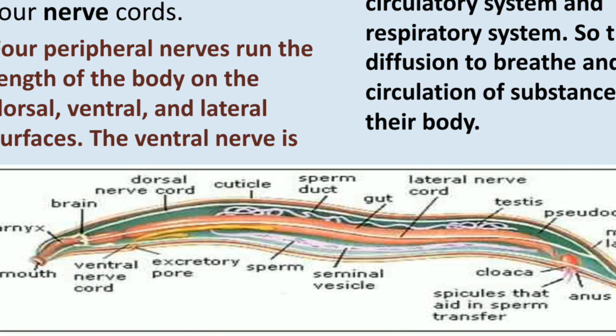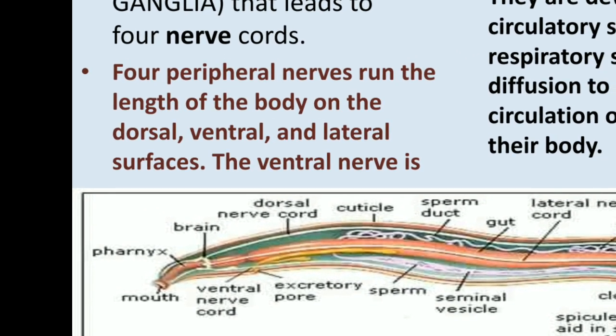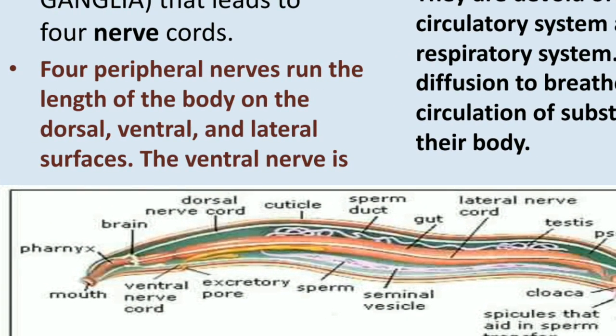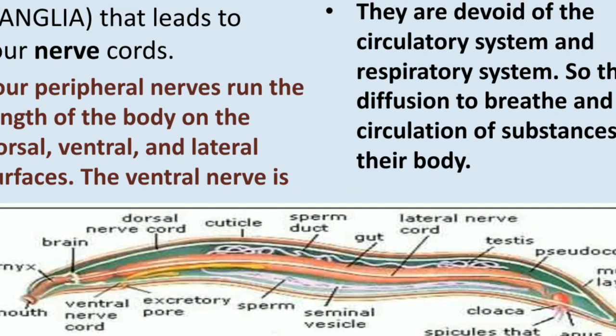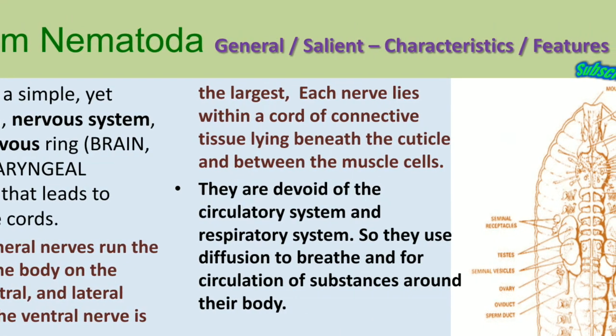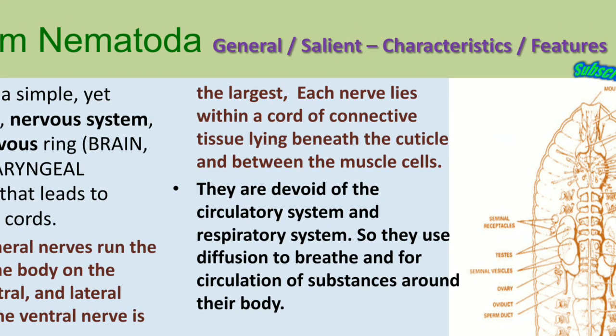Dorsal and ventral we can understand. Lateral means towards the side parts of the body. These are managed by this particular suprapharyngeal ganglion, or the brain-like or cerebral-like nerve organization, or the nervous tissue organization. These 4 peripheral nerves run the length of the body on the dorsal, ventral and lateral surfaces. The ventral nerve is the largest. Each nerve lies within a cord of connective tissue lying beneath the cuticle and between the muscle cells.